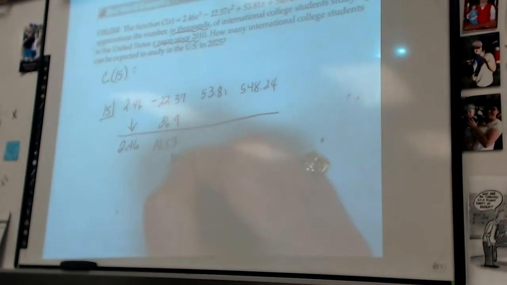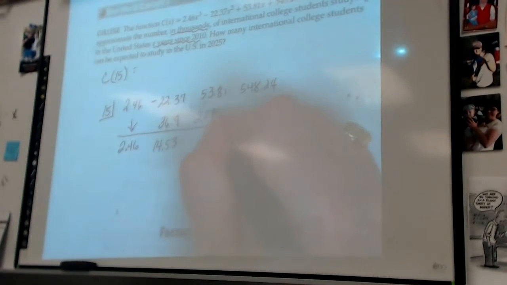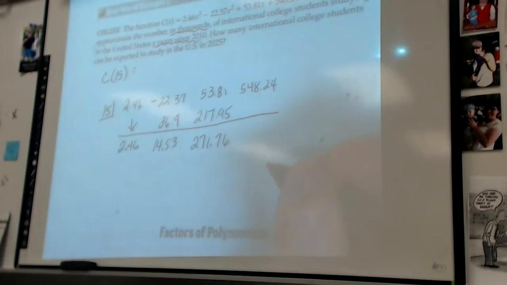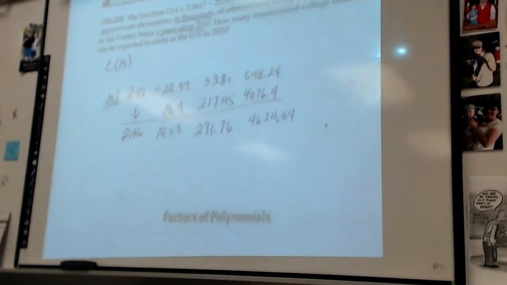14.53. Okay, take that, multiply by 15. 217.95. Combine. 271.76, yes. Multiply times 15. 4,076. Combine. 4,624.64. Okay, so there we go.